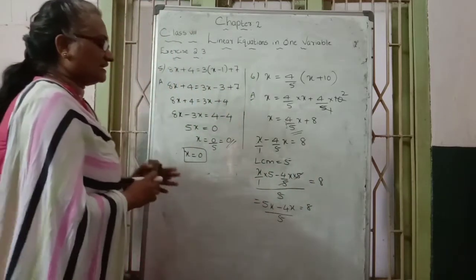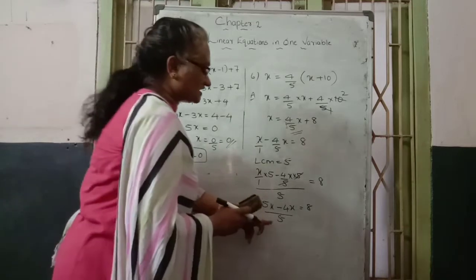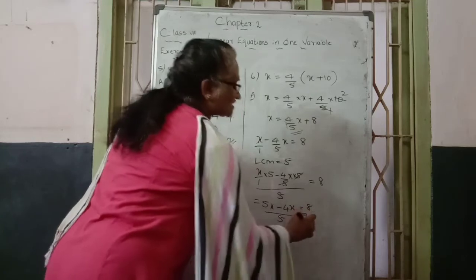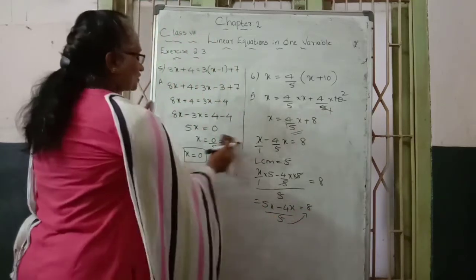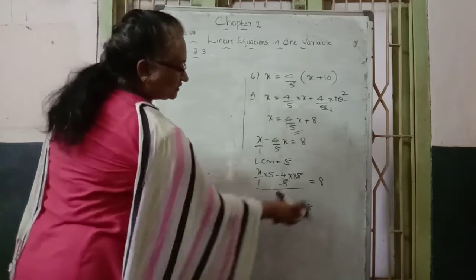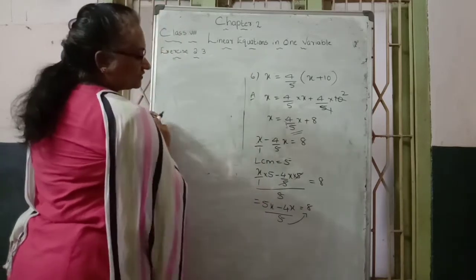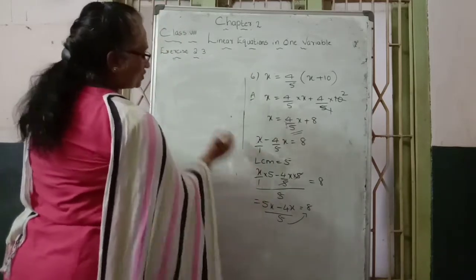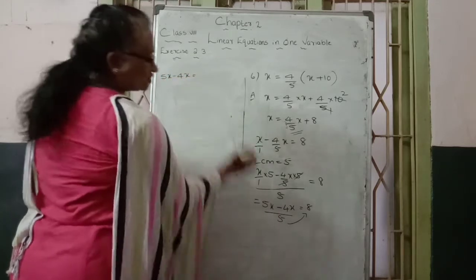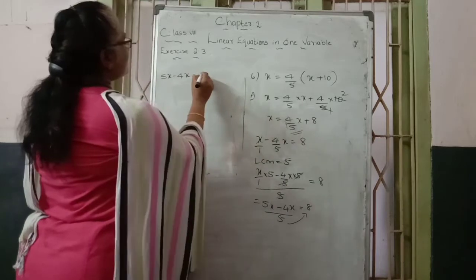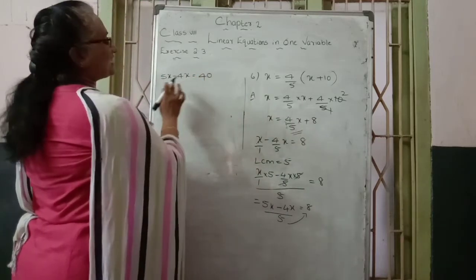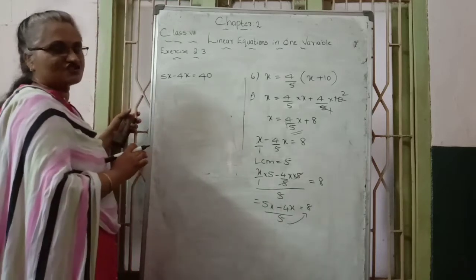Again we want the x term only. That's why this denominator 5 is sent to the right side by cross multiplication. Continuing, 5 into 8 becomes how much? 5 eights are 40. So we can write 5x minus 4x is equal to 5 cross multiplied with 8, and 5 eights are 40. Here we have the x terms, so we take their coefficients.